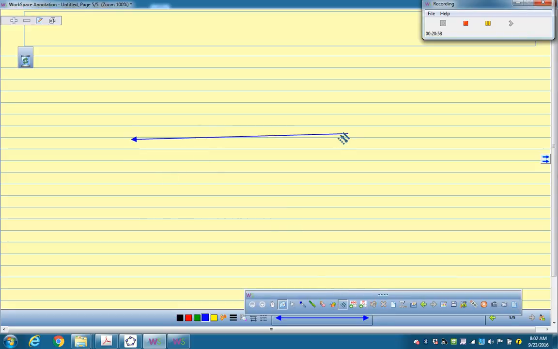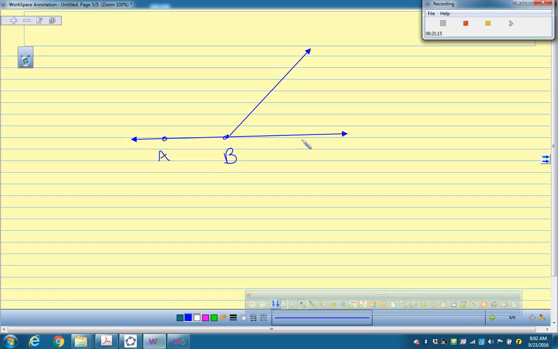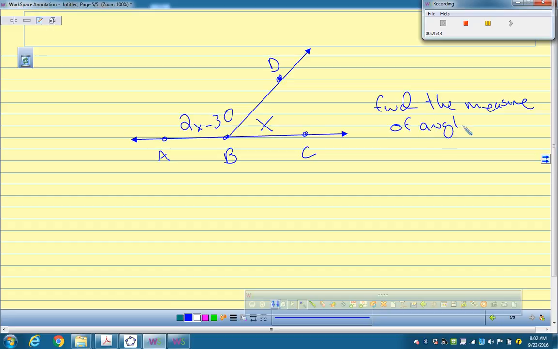What if I saw something that looks like this, which you may? Say I have something going like that, and then I have something going like this, with arrows on one side. Say this is A, B, C, D, and this is 2x minus 30, and this is x. And they say find the measure of angle ABD. Could you do that?